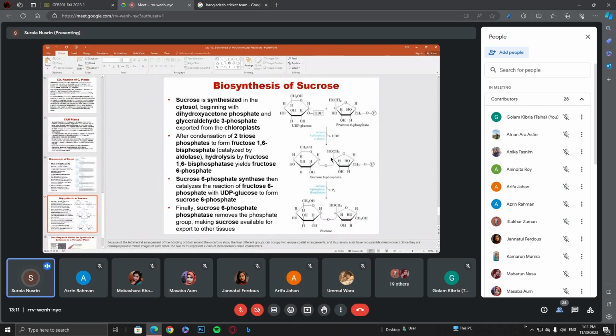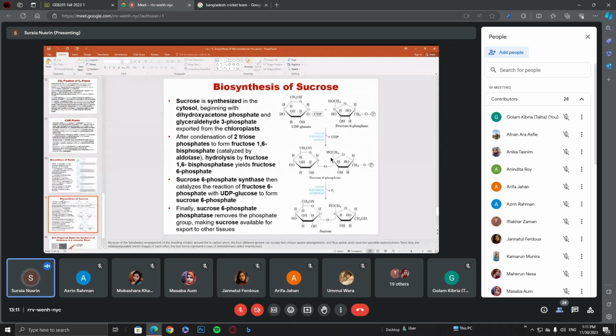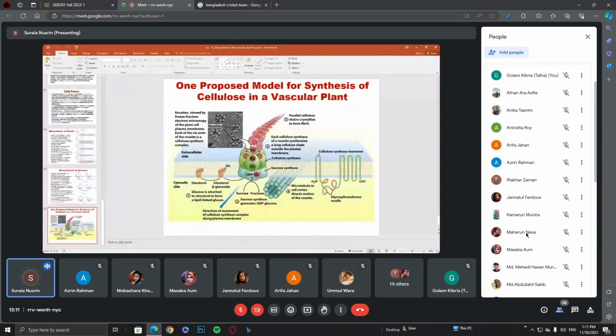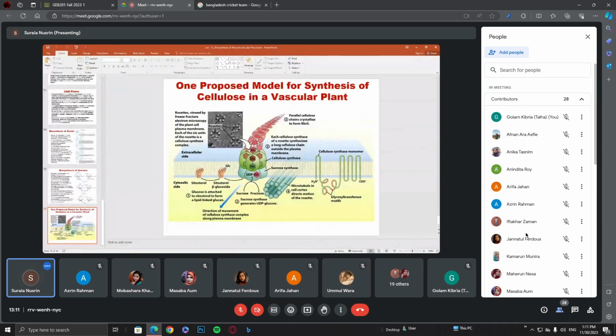Okay, so we understood biosynthesis of disaccharide. Then again a polysaccharide, specifically cellulose, and that is the component of the plant cell wall.